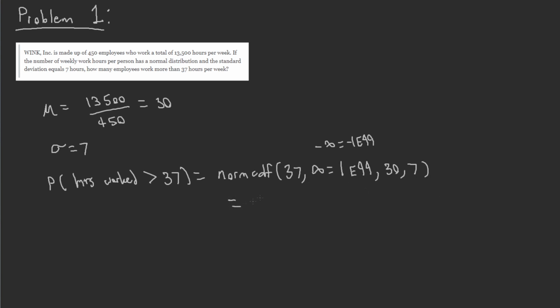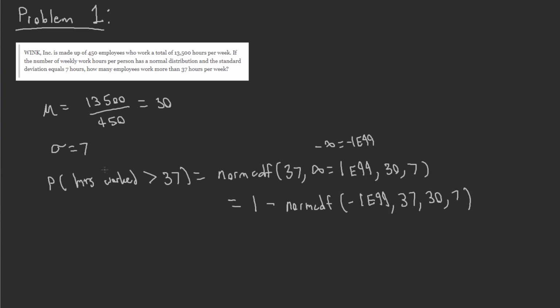Alternatively, if you don't want to use this as your upper bound, you could just use the fact that the total area under the curve is equal to 1, and then you could just subtract off the probability of working less than 37 hours per week, and this would be 1 minus the normal CDF from negative infinity up to 37. So it'll encompass all the values less than 37 with the same mean and standard deviation. All of these should give you the same answer.